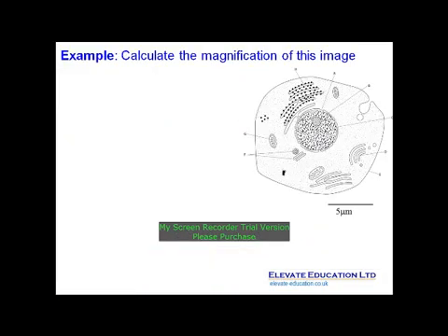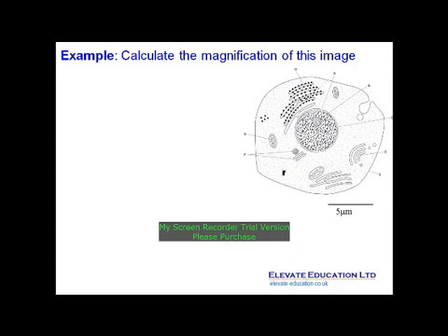Here is a typical exam question. We're being asked to calculate the magnification of the animal cell in this image. We know it's an animal cell because it's only got one membrane around the outside. If we look underneath the cell, just below it, we notice there's a black bar. This is called the scale bar.